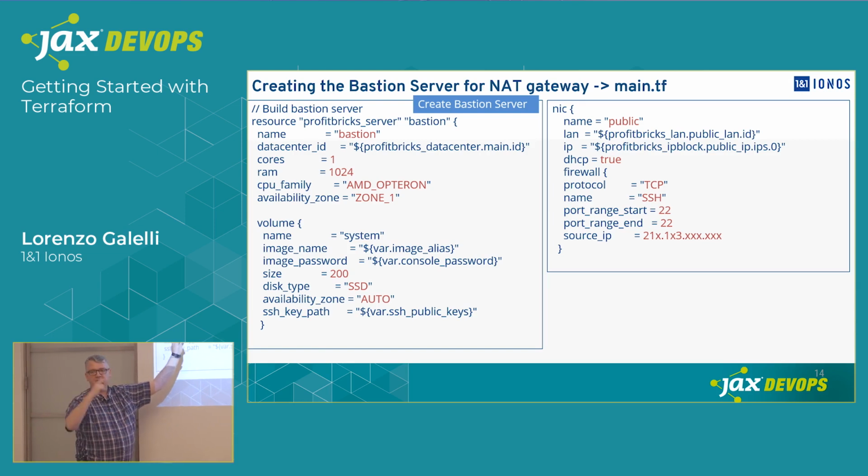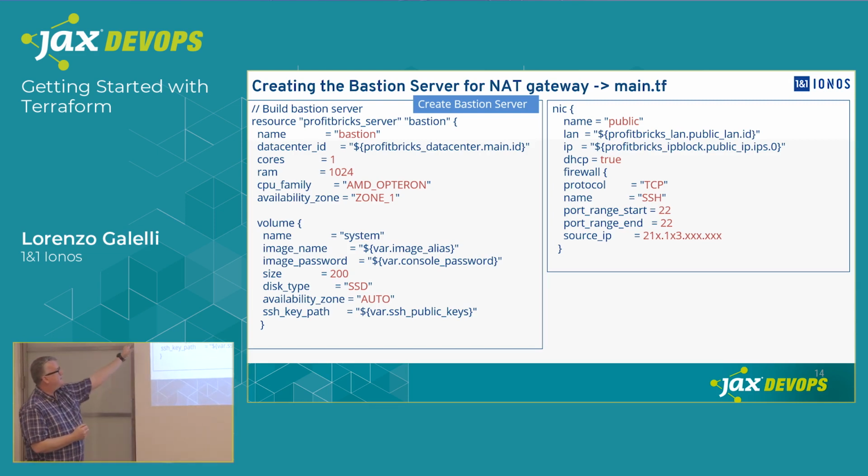So this will also inject the relevant SSH keys and also the password for root access for that system. Define a size, 200 gigs, can be using SSD, and again, it's going to use the auto availability zone based on the data center which has been spun out.